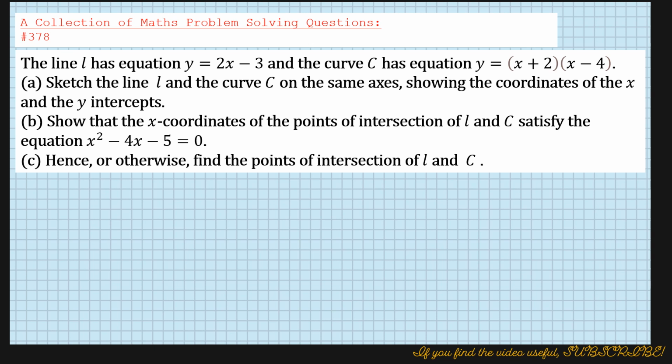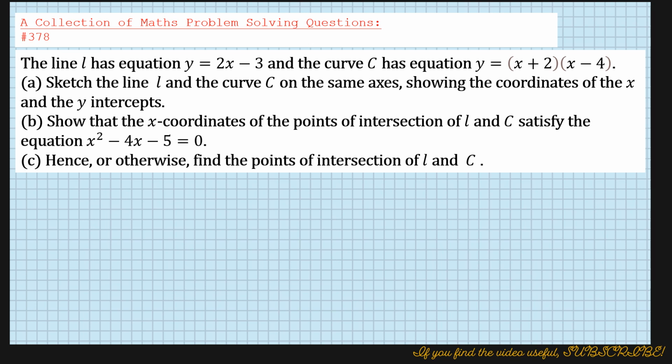The line L has equation y equals 2x minus 3, and the curve C has equation y equals (x plus 2) times (x minus 4). Sketch the line L and the curve C on the same axis, showing the coordinates of the x and y intercepts. Part B: show that the x-coordinates of the points of intersection of L and C satisfy the equation x squared minus 4x minus 5 equals 0. Hence or otherwise find the points of intersection of L and C.